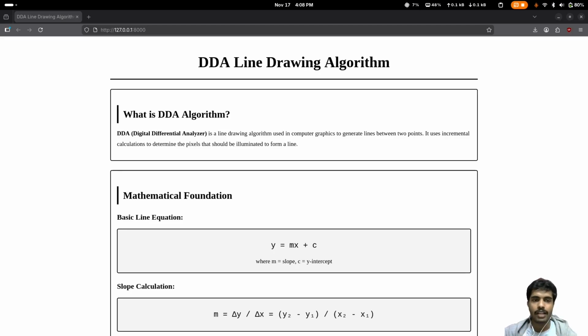Nowadays, DDA is not that much in use, but it is a foundation for us to understand how a line is drawn on a simple monitor or screen of a computer, right?